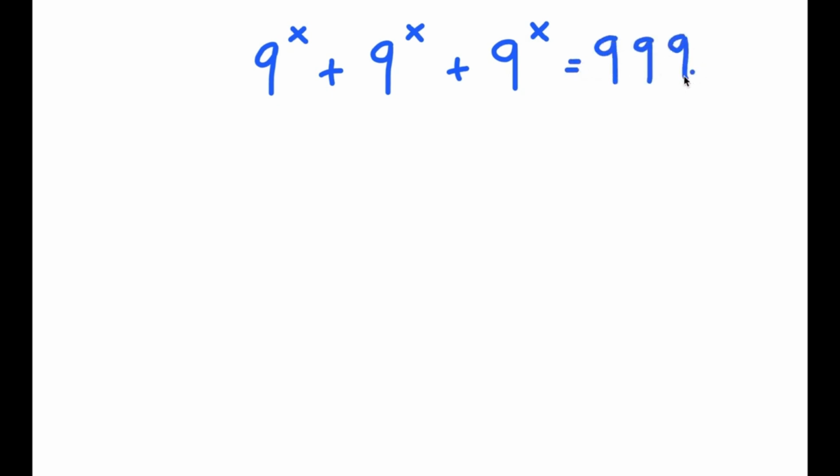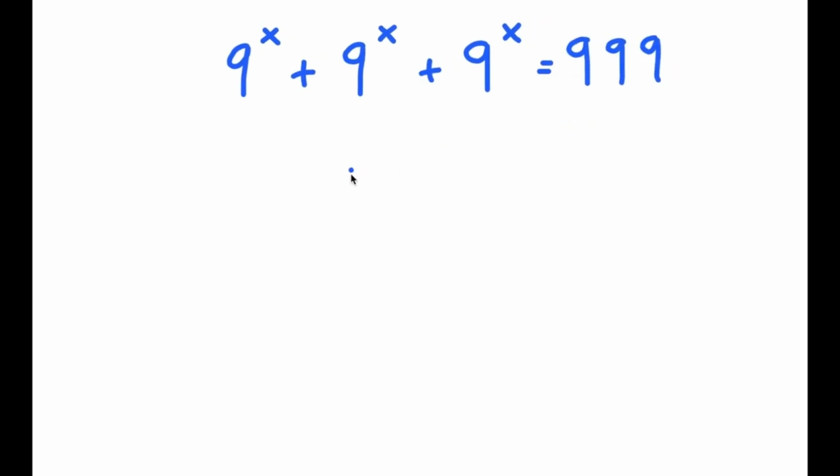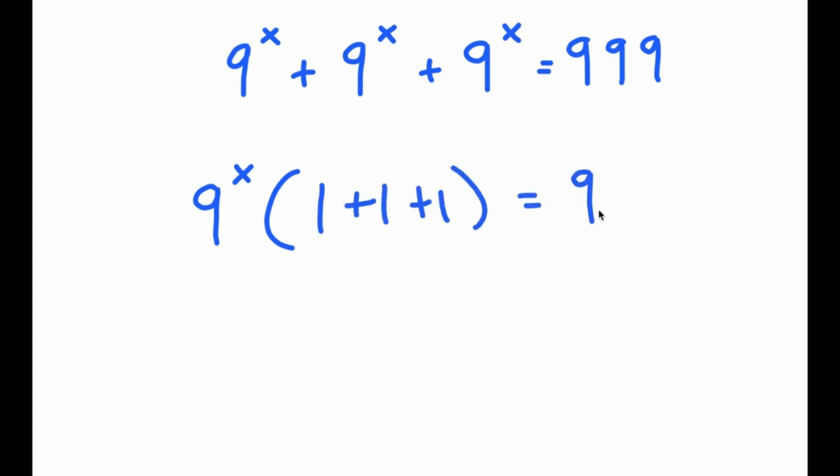Alright, so in this video, I'm going to solve the equation 9 to the power of x plus 9 to the power of x plus 9 to the power of x is equal to 999. So to solve this, I'm going to first start by factoring out 9 to the power of x on my left-hand side. So I get 9 to the power of x times (1 plus 1 plus 1) is equal to 999.